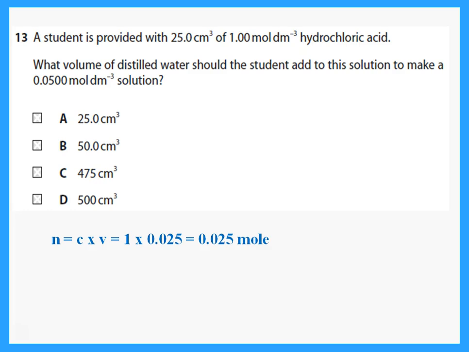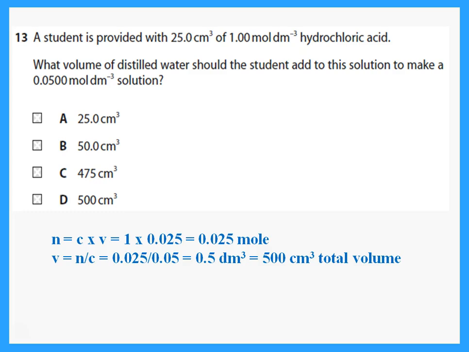So this means that now I have 0.025 mole of hydrochloric acid. And what he's trying to do is, I want to know what would be the total volume if the concentration is 0.05. So volume is number of moles over concentration. I got that I have this number of moles. Now, what would be the total volume? I found that the total volume should be 500 centimeter cubed.